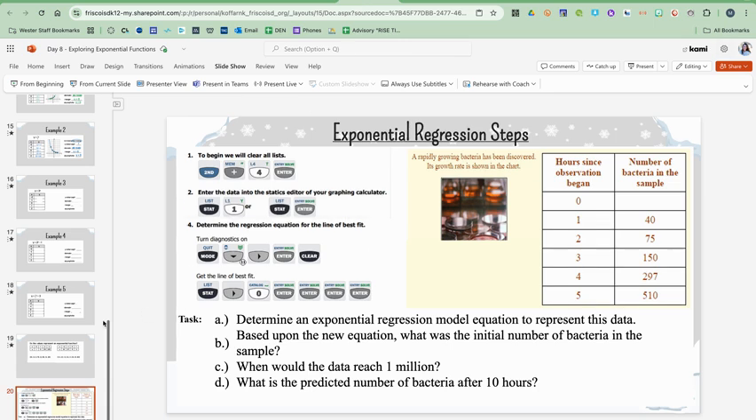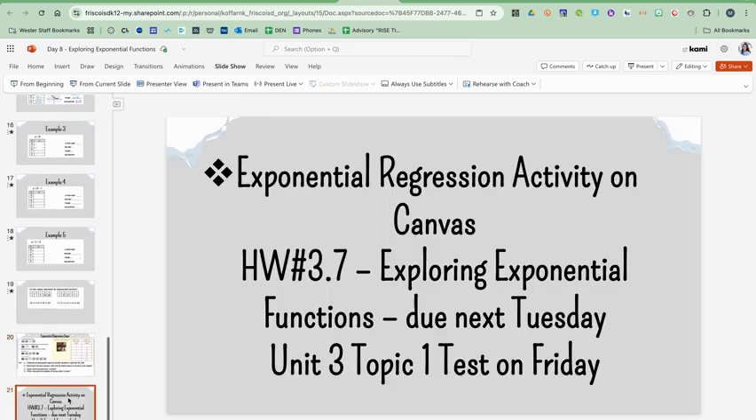All right, for today, there is an exponential regression activity on Canvas. Then we have homework 3-7, which will be due next Tuesday, and your test will be on Friday.